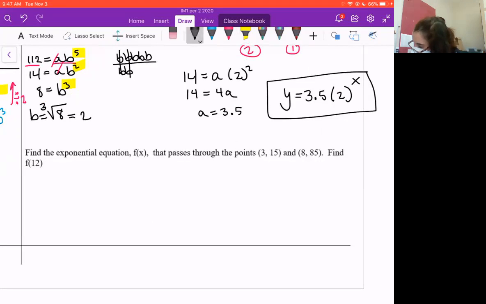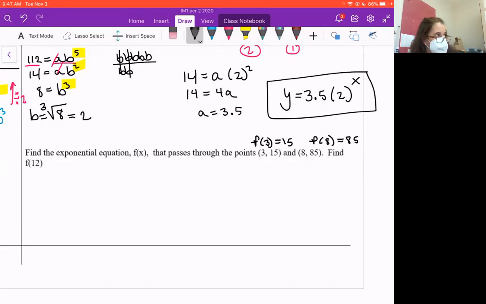By the way, sometimes (3, 15) could also be written like this. (8, 85) could be written like this. So just remember that there are 2 ways to write points. You can use function notation, or you can use point notation, coordinates. So f of 3 equals 15 is the same as (3, 15).